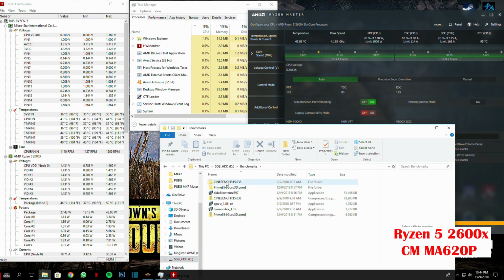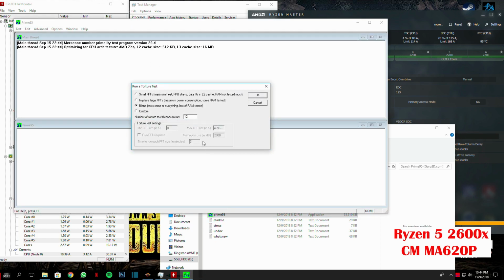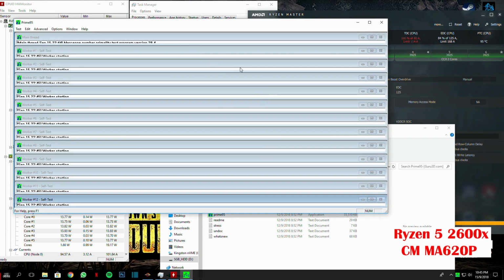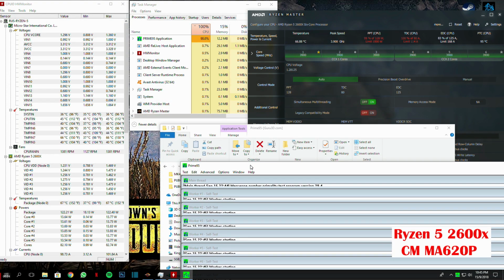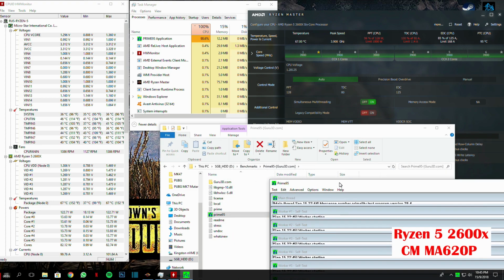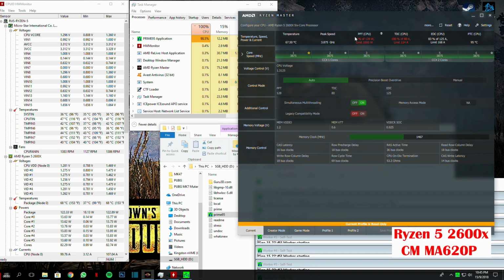So this one I'm showing a stress test using Prime95. I chose the maximum heat to stress test. Unfortunately I was not able to capture the video using the stock cooler, so this one I am only able to capture using the Cooler Master aftermarket.